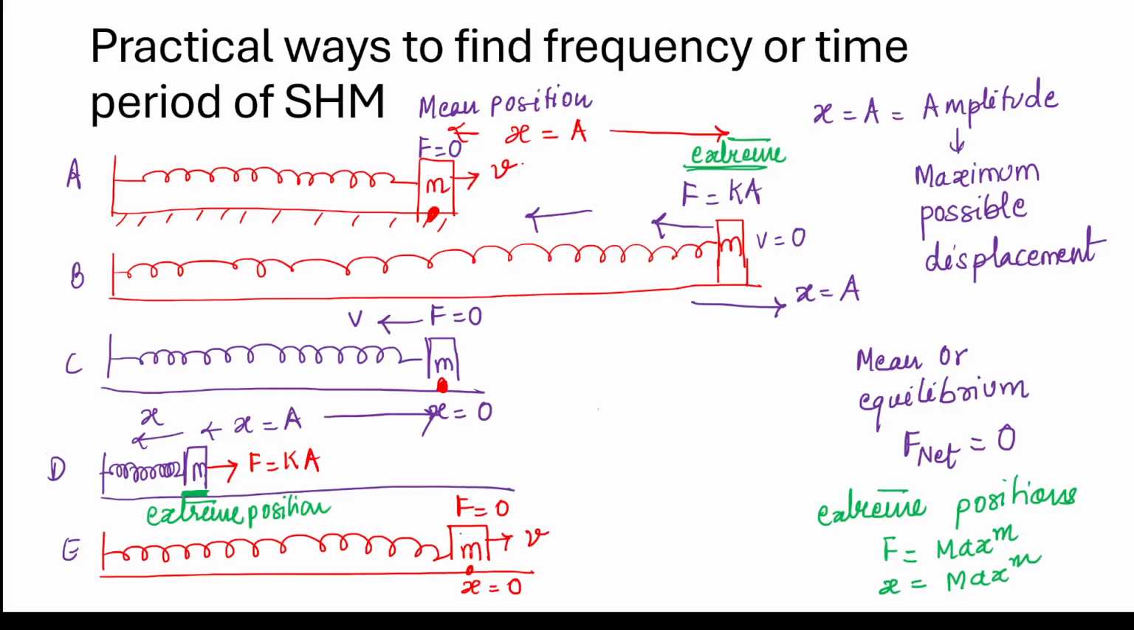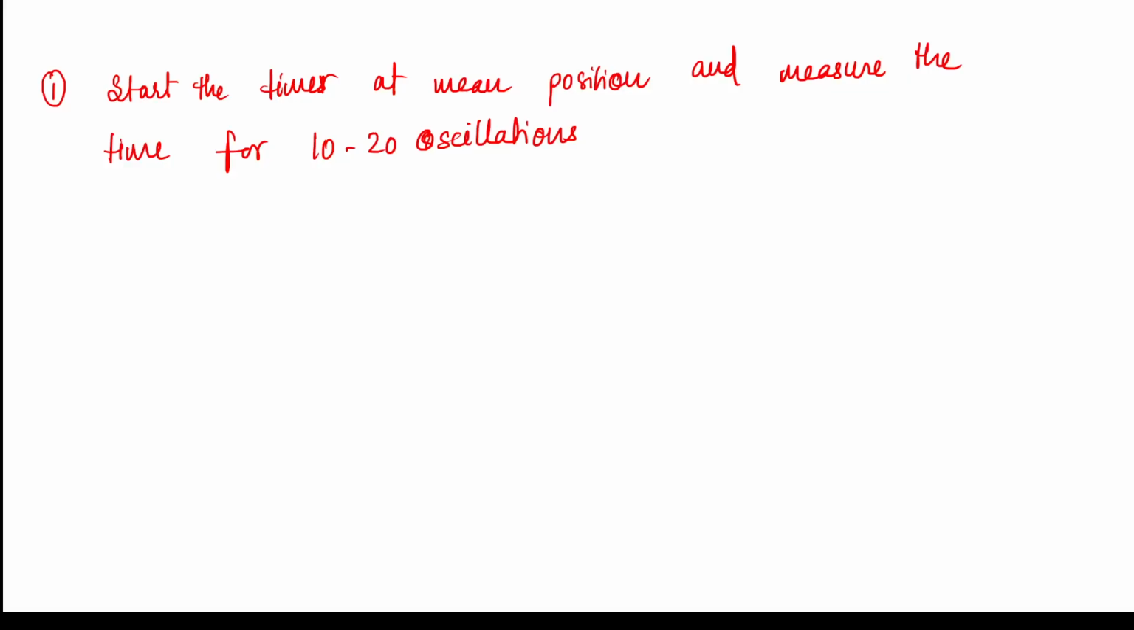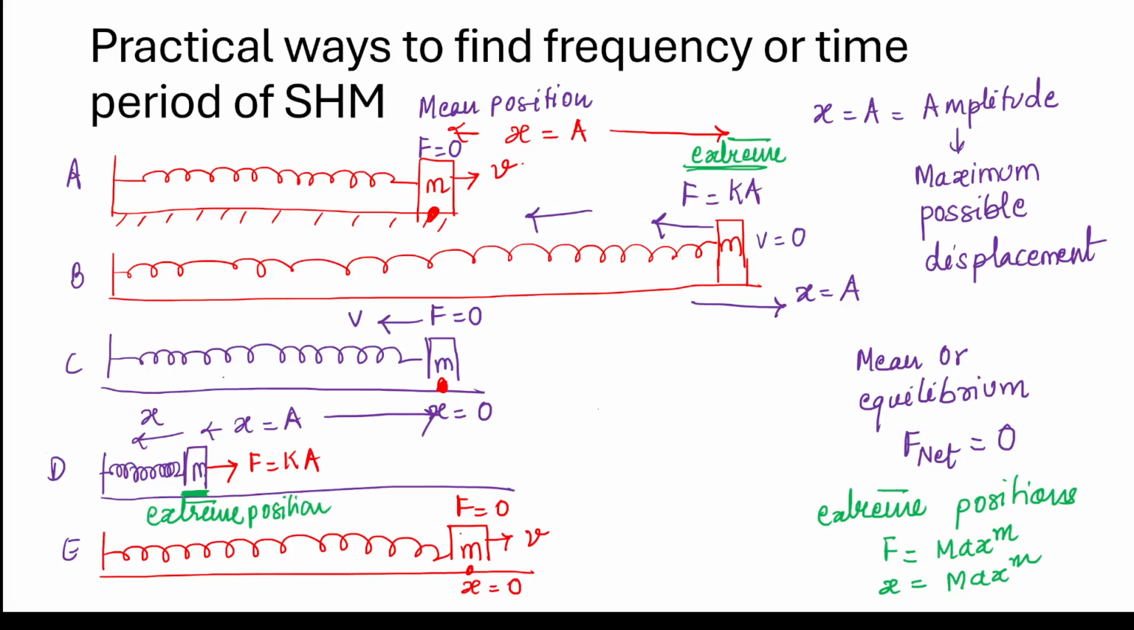Or you can use the formula for time period. That's not a practical way, that's a theoretical way, but you could also use this formula. The only thing is, when you're using the practical method, keep the amplitudes small, because if you keep the amplitude small, it would have less errors. That's it.